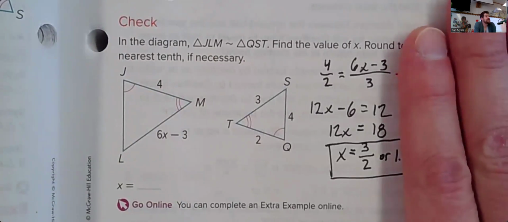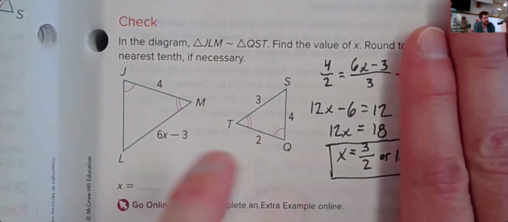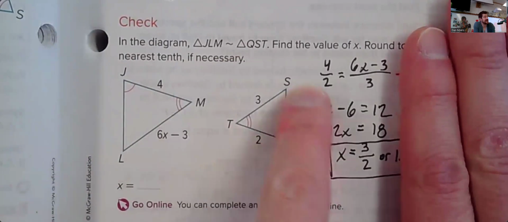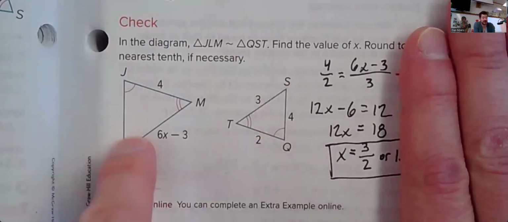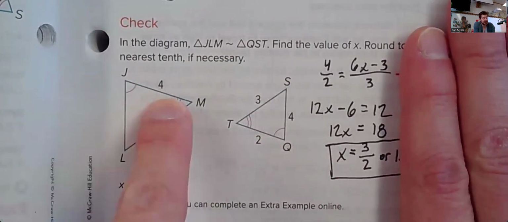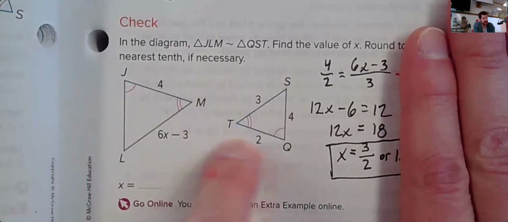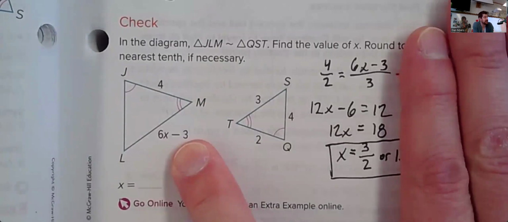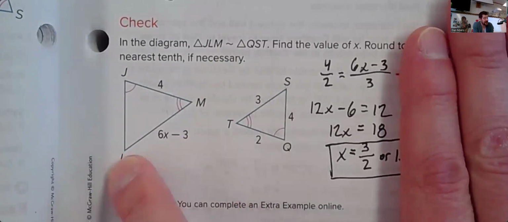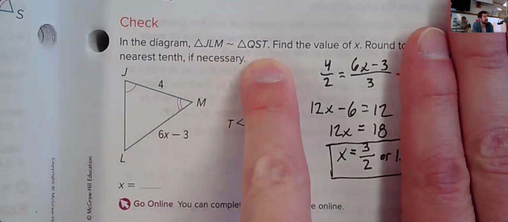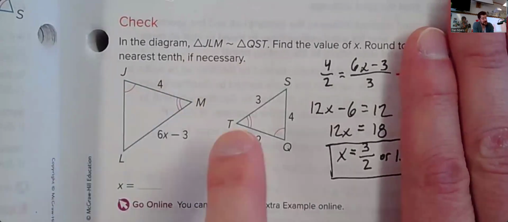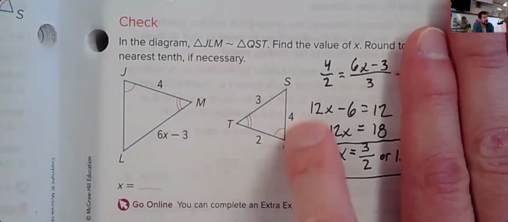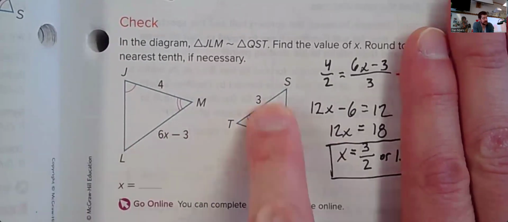Oh, you got to make sure you know which parts correspond because there's actually 3 lengths given on this second triangle, and there's only 2 given on this one. So JM here corresponds to QT over here. 4 goes to 2. So 4 over 2 equals, and then LM, which is where the variable is, LM right here is the same as ST over here. So that would be 3. So don't use the 4 from the second triangle. So you're going to have 6x minus 3 over 3.